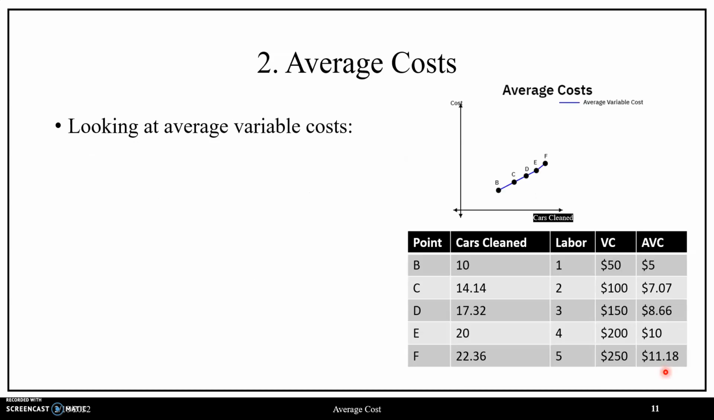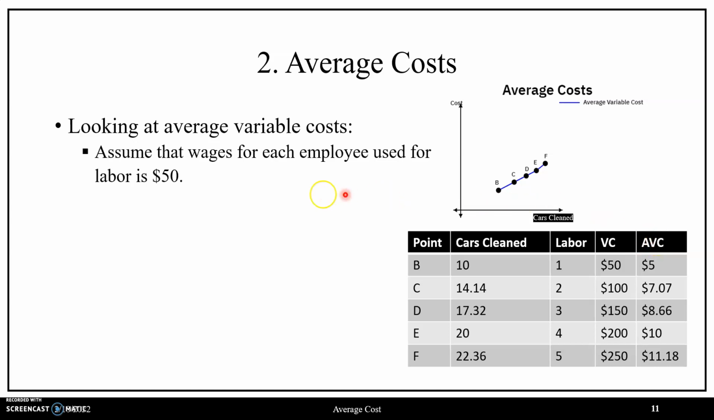Now let us move on to average variable costs, where same thing. We'll have a graphical representation above, cost on the vertical axis, cars cleaned on the horizontal, and a table representation for a particular point: cars cleaned, labor used, variable costs, and our overall average variable costs. Now, assigning a numerical value, assume that wages for each employee used for labor will be $50.